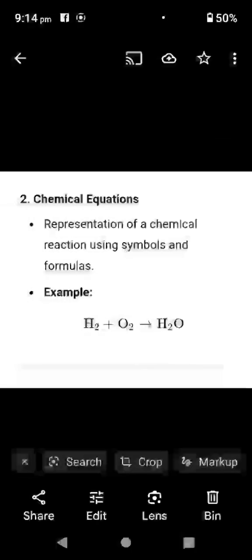Chemical equation: it is a representation of a chemical reaction using symbols and formulas. Example, H2 and O2 gives H2O. In this equation there is only the use of symbols and formulas, like hydrogen plus oxygen gives water.